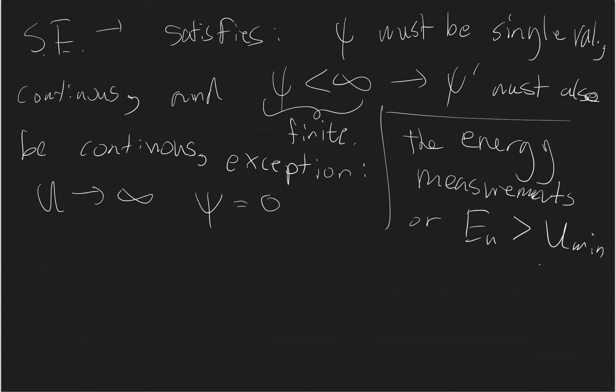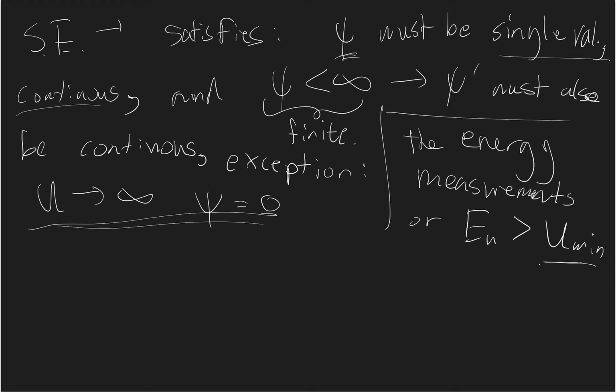Okay, so those are the three things that we need to do. We have all these conditions for psi, for the wave function to satisfy the Schrodinger equation: single valued, continuous, and finite. And then also the derivative must also be continuous, with the exception of this, and the energy measurements, or the energy eigenvalues, are of course always above the minimum of the potential energy.